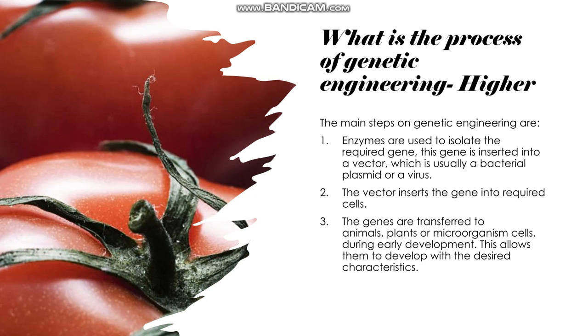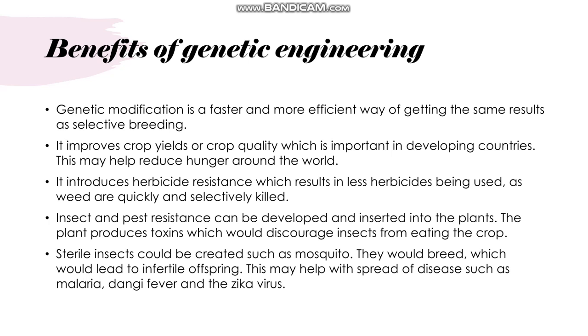What is the process of genetic engineering? Well, the main steps are: number 1, enzymes are used to isolate the required gene. The gene is inserted into a vector, which is usually a bacterial plasmid or a virus. Number 2, the vector inserts the gene into required cells. Number 3, the genes are transferred to animal, plant, and microorganism cells during early development. This allows them to develop with this desired characteristic.